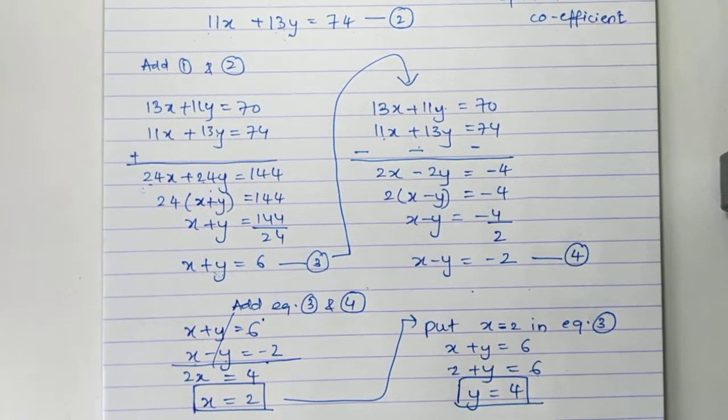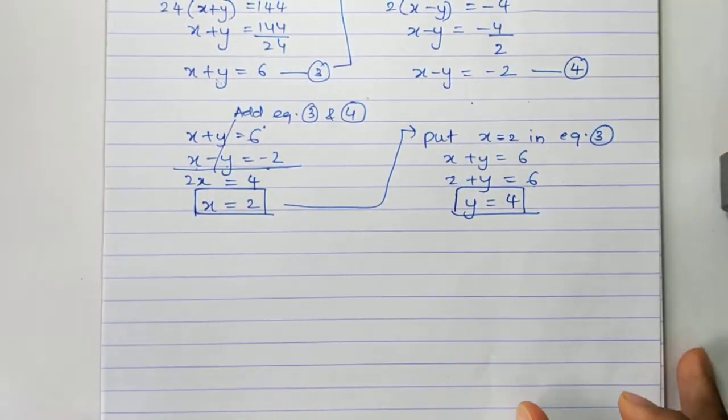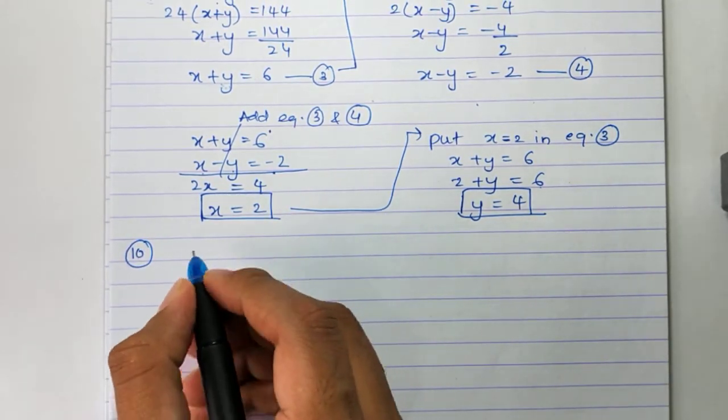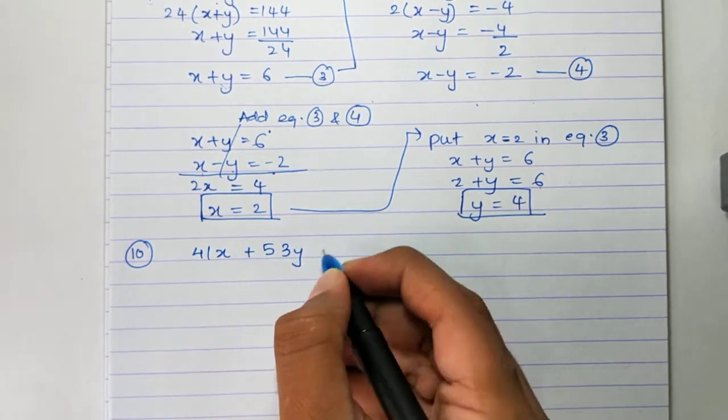Next, question number 10 is of a similar type. There are only two questions in the exercise of this type and one in the solved example. So you can refer to those three questions for revision or practice.